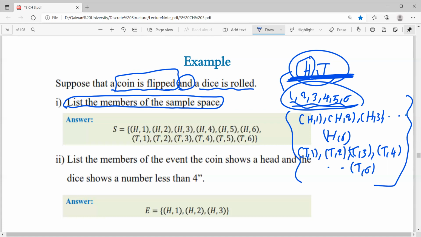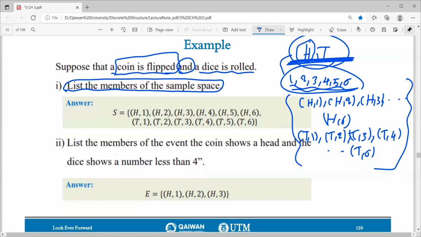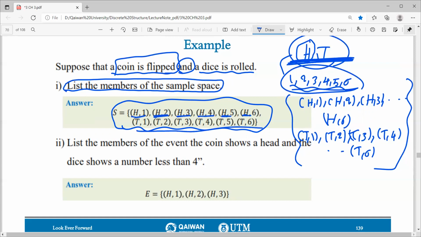So the sample space here is this one. It says list the members of the sample space. Since we have flipping a coin and rolling a dice, in flipping the coin we have 2 possibilities, and in rolling the dice we have 6 possible outcomes. 2 times 6 is 12. So in the sample space we must have 12 elements, as you see here. 1, 2, 3, 4, 5, 6, and here another 6, that is 12.